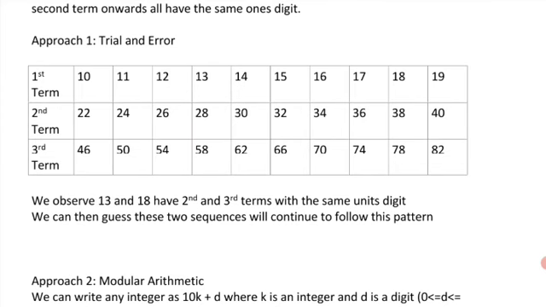So let's draw a table like this. And we have here the first terms, 10 through 19, across the top. So we have 10, 11, for example, all the way through to 19.